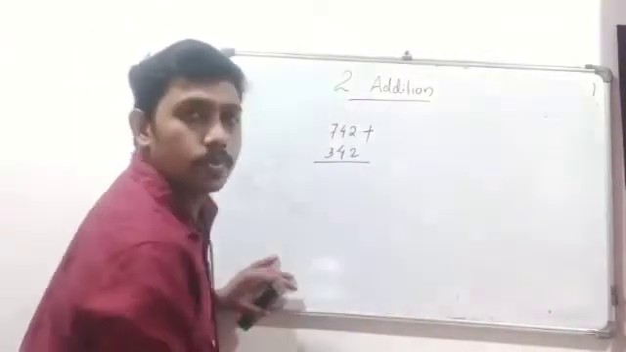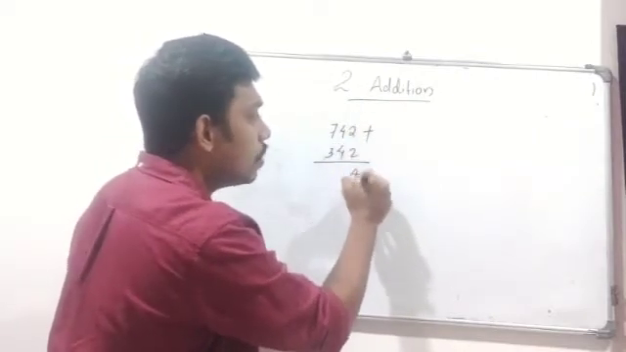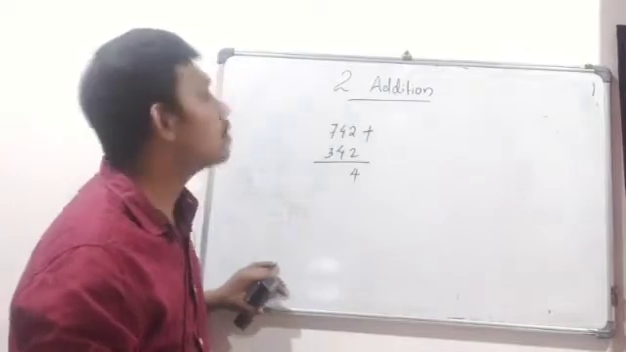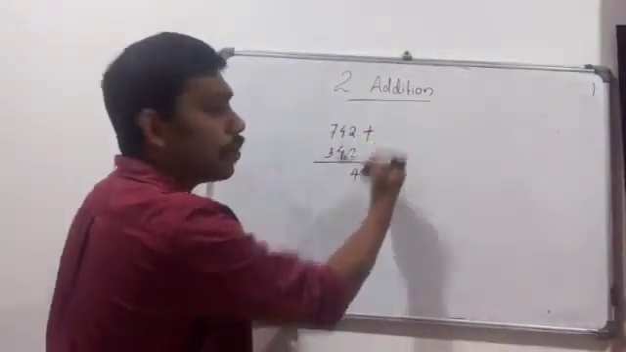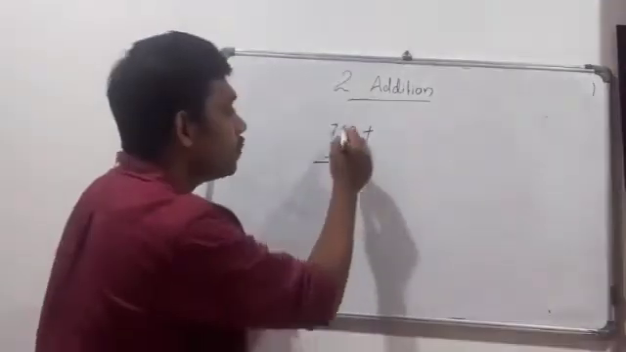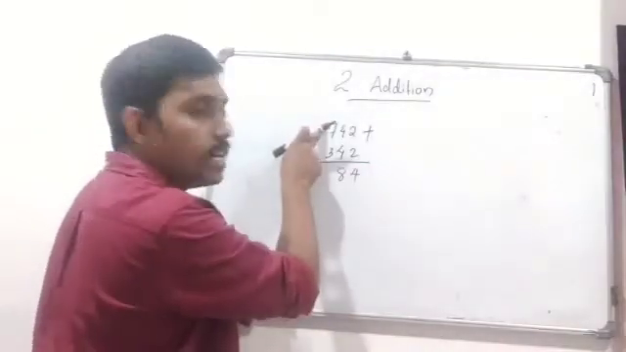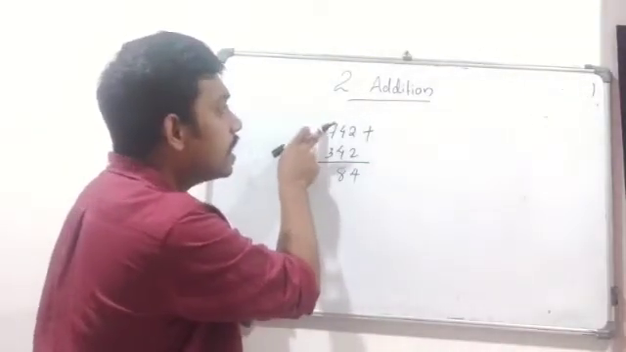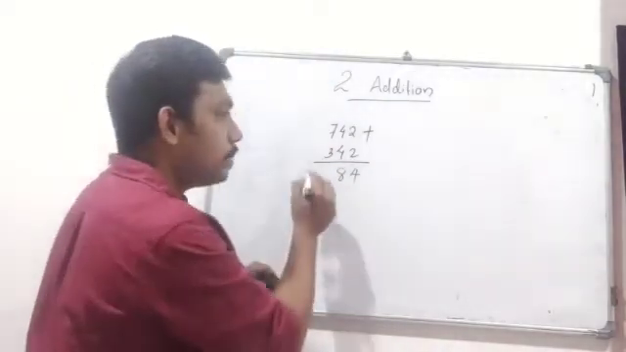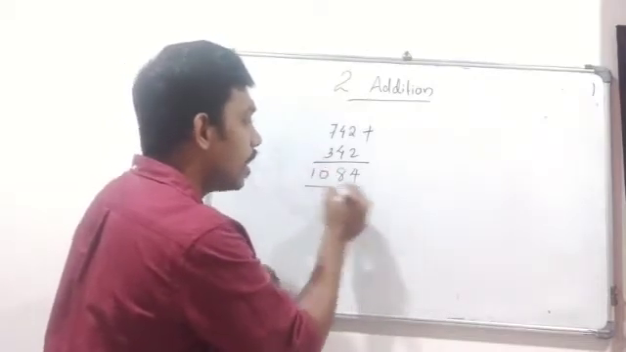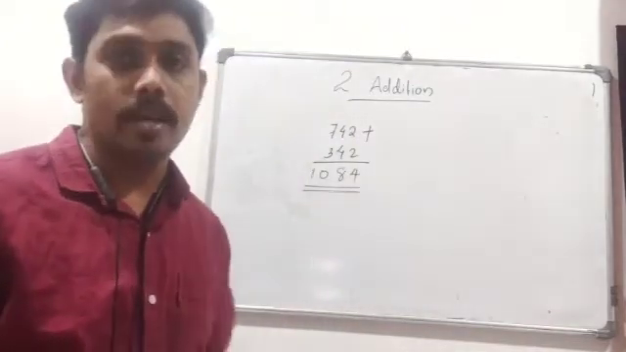2 plus 2. In the ones place we have the digits 2 and 2. 2 plus 2, answer is 4. And then in the tens place the digits are 4 plus 4. What will be the answer? 4 plus 4 is 8. Now the digits in the hundreds place, 7 plus 3. What is the answer? 7 plus 3 is 10. So we got the answer 1084. It is a 4-digit number, isn't it?